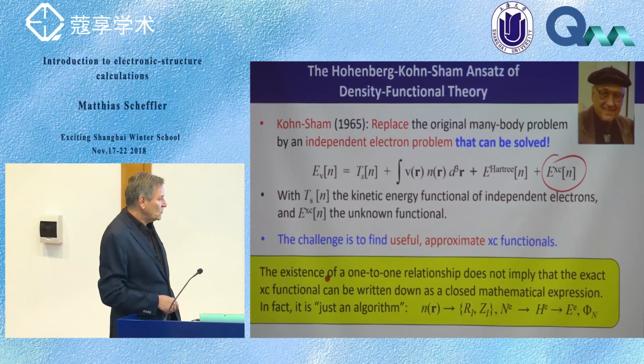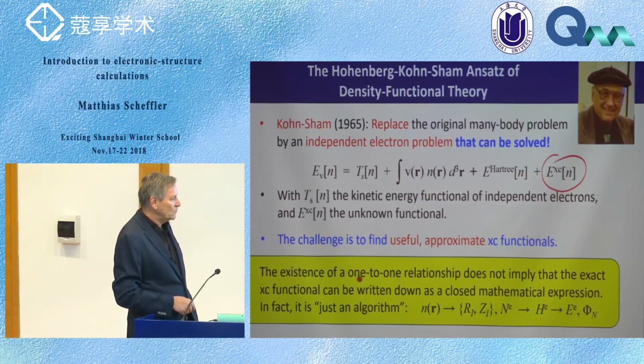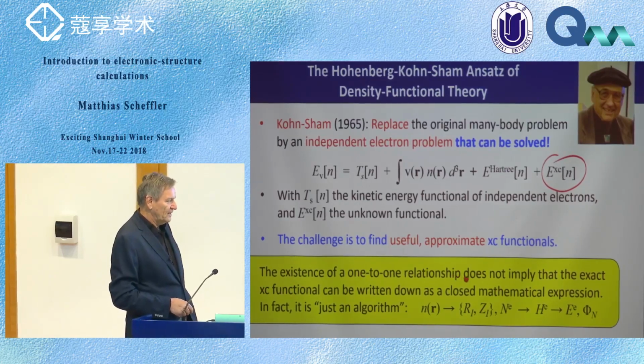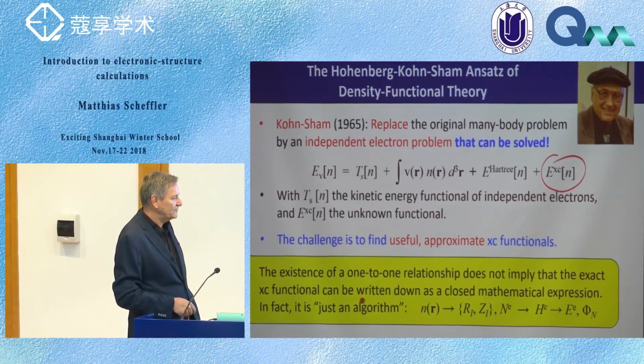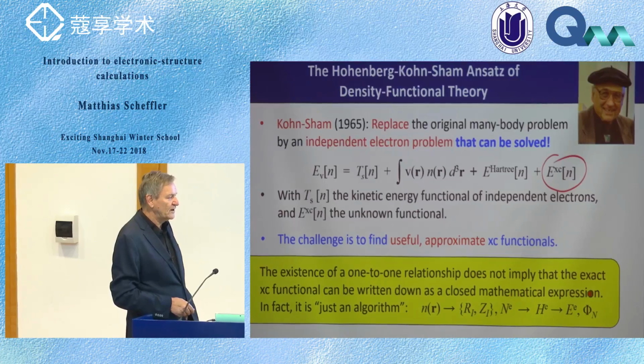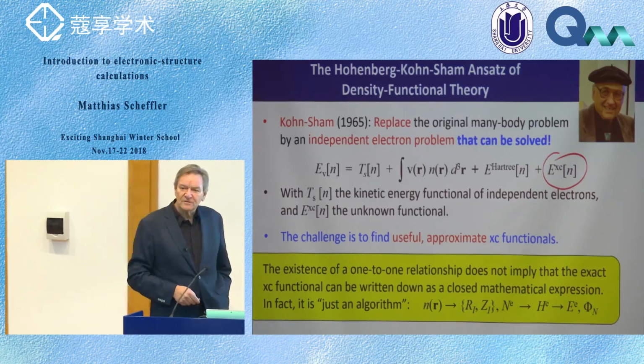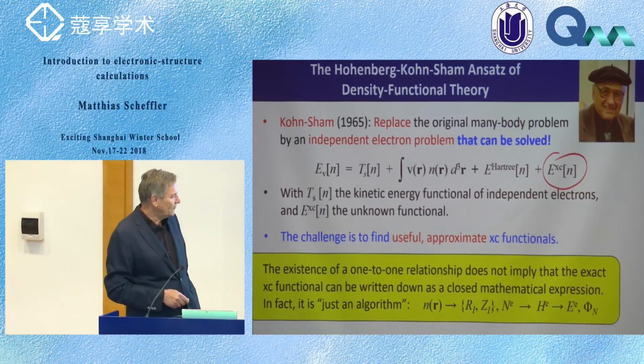So what is shown in Hohenberg and Kohn is that there is a one-to-one relationship. But what is not shown is that the exact functional can be written down as a closed mathematical expression. We know there is a relationship, but we don't know there is an expression. And in fact, the way I'm looking at it is saying it is just an algorithm. It's just a description. And the algorithm is the following.